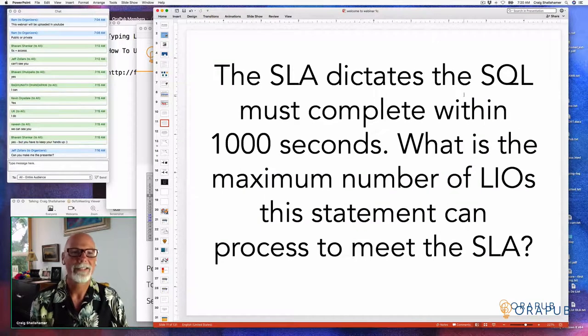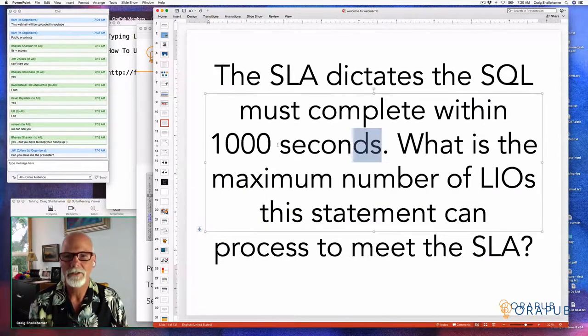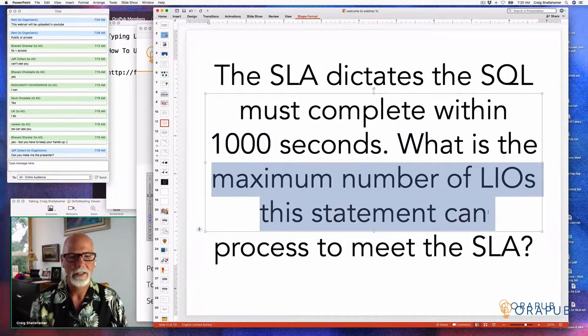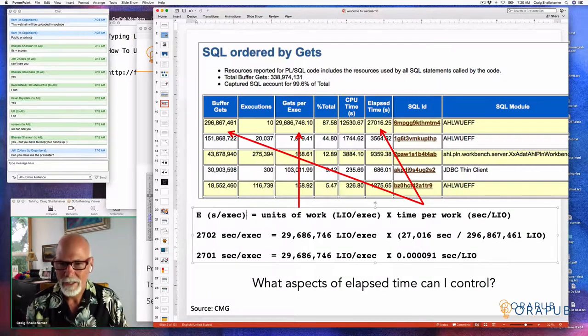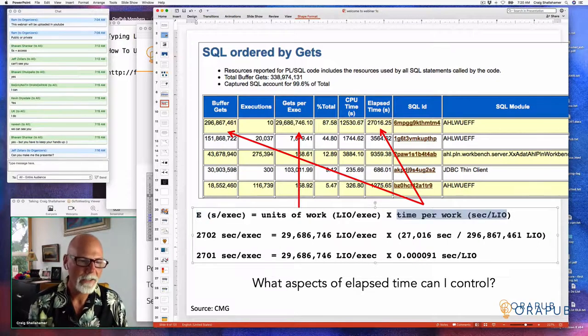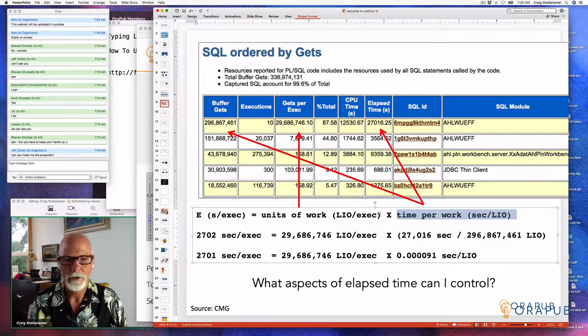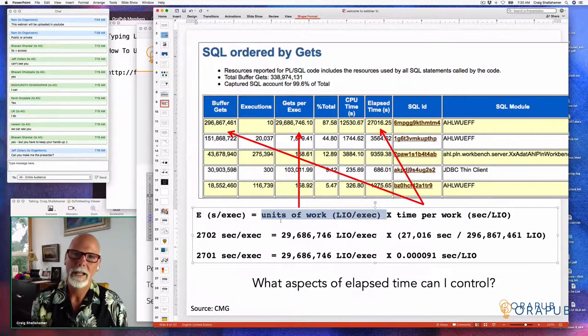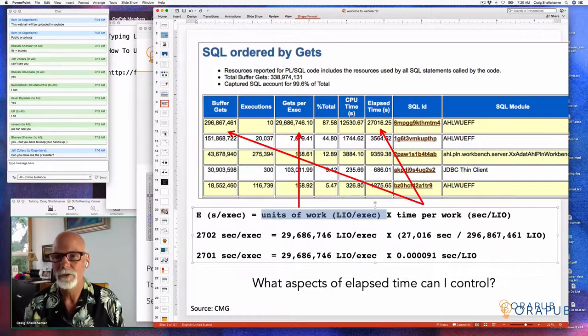I like this. The SLA dictates the SQL must complete within 1,000 seconds. So that's the elapsed time, that's our SLA. What is the maximum number of logical IOs the statement can actually process? Well, if we know what this elapsed time has to be, 1,000, and I know the response time, the time it takes to process this piece of work, you can figure this out. Then you just do a little algebra and you can figure out the maximum units of work that we can process and still meet that 1,000 second elapsed time. You can actually do some really cool stuff like that.